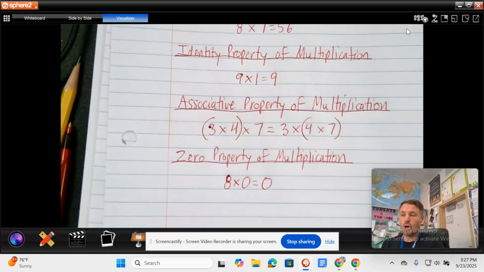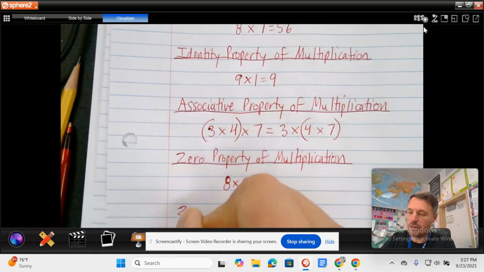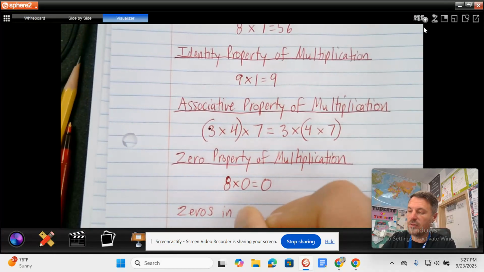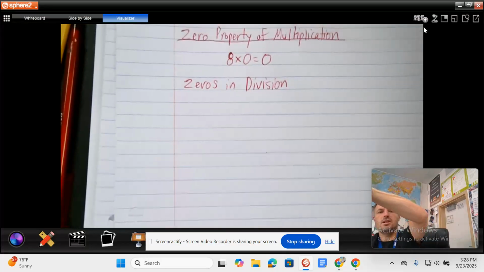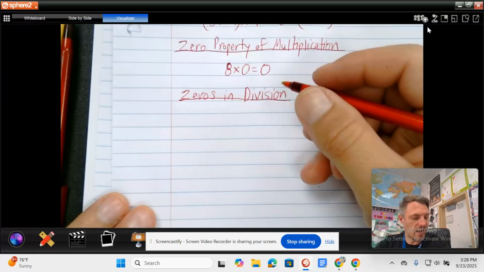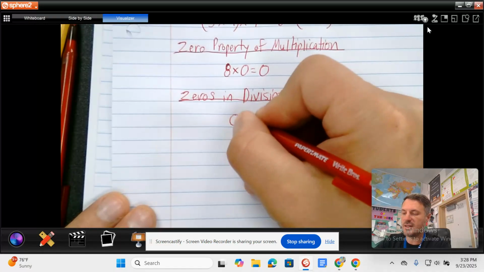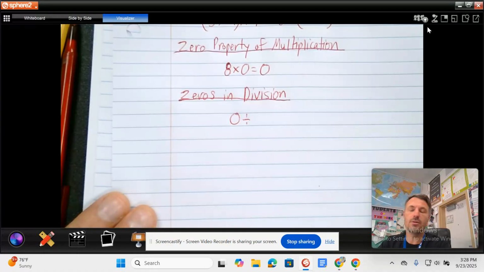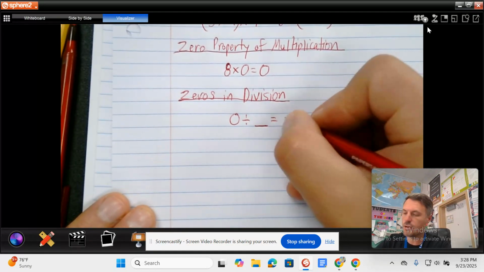Okay, so those are our 4 multiplication properties, and then we have 2 division rules. The first division rule is called zeros in division. Let me scoop this up a little bit so you can see that better. Zeros in division. And what that rule says is when you divide 0 by any number, the quotient is 0. So basically what this means is 0 divided by anything equals 0. So it doesn't matter what number you put right here, the answer is always 0.